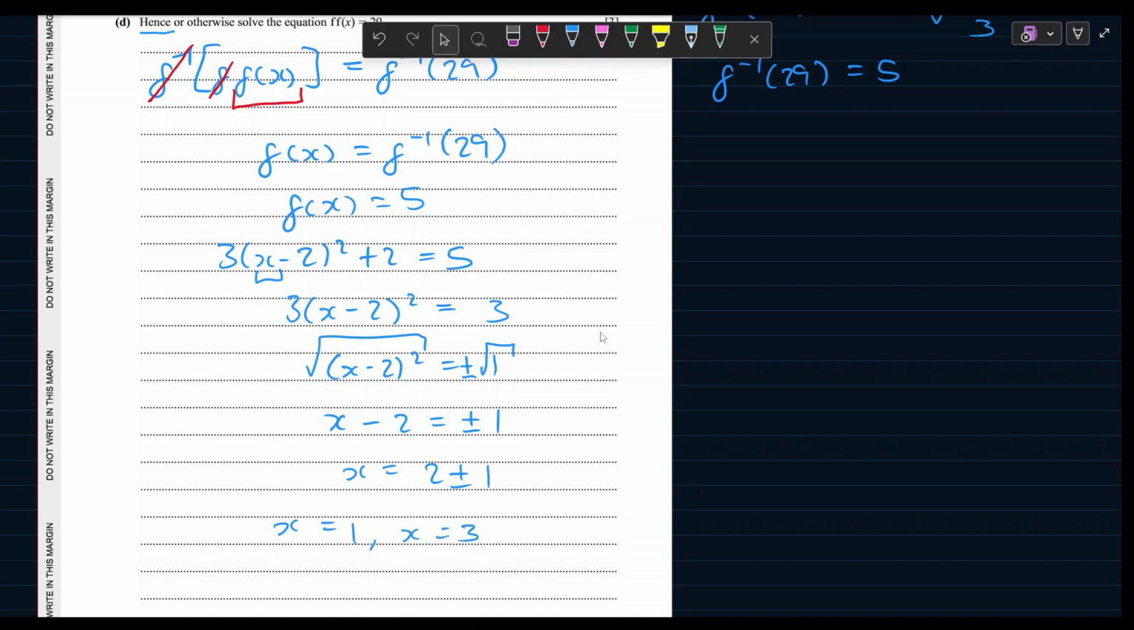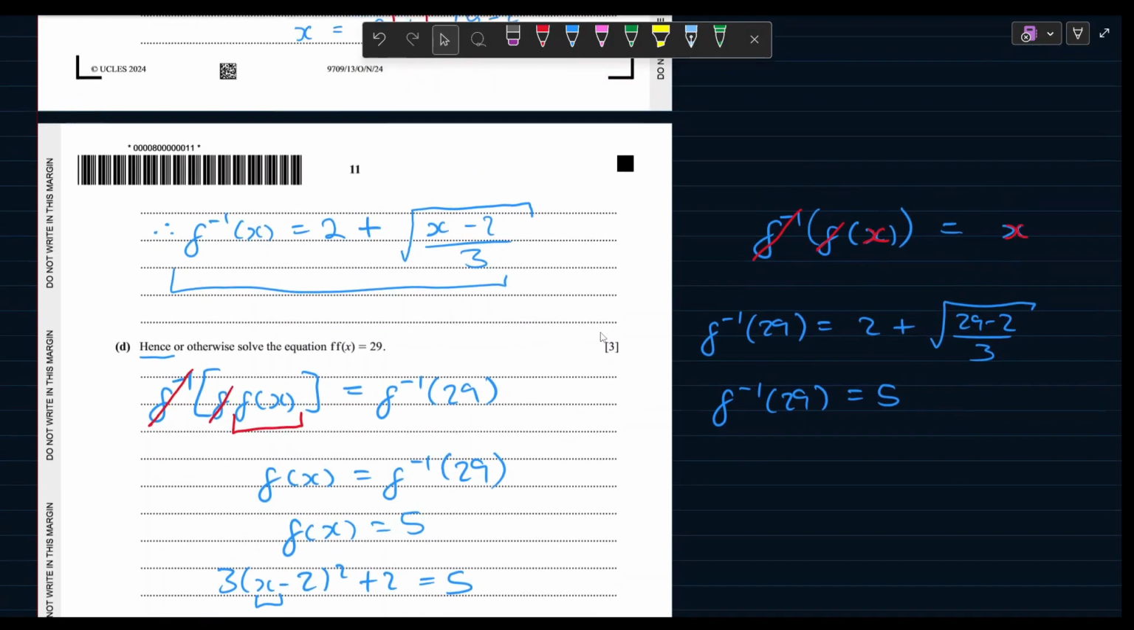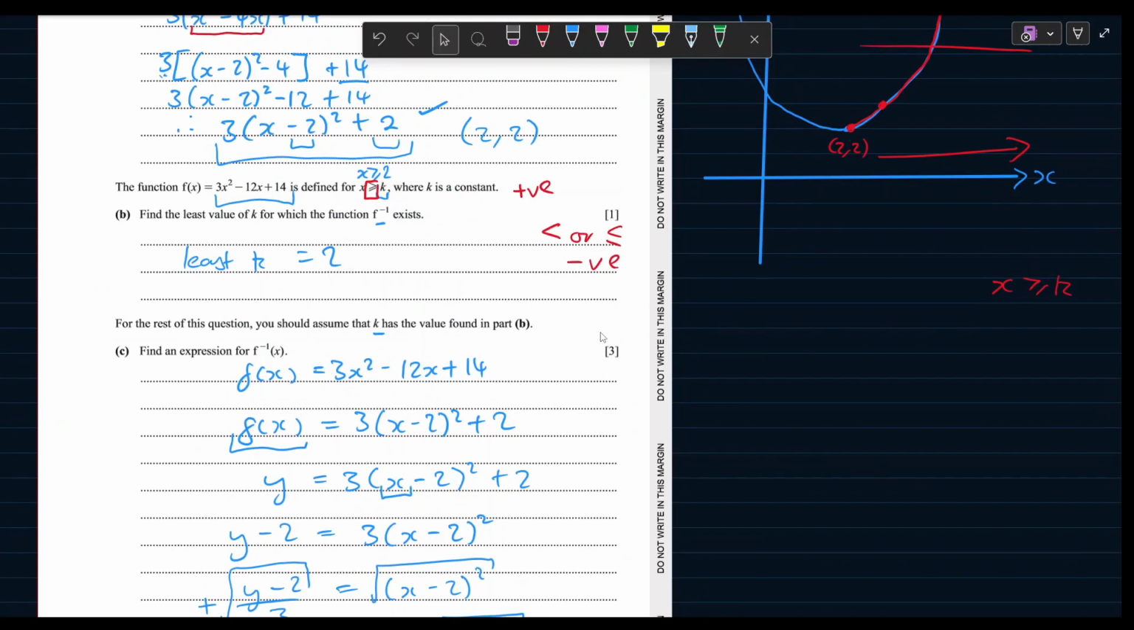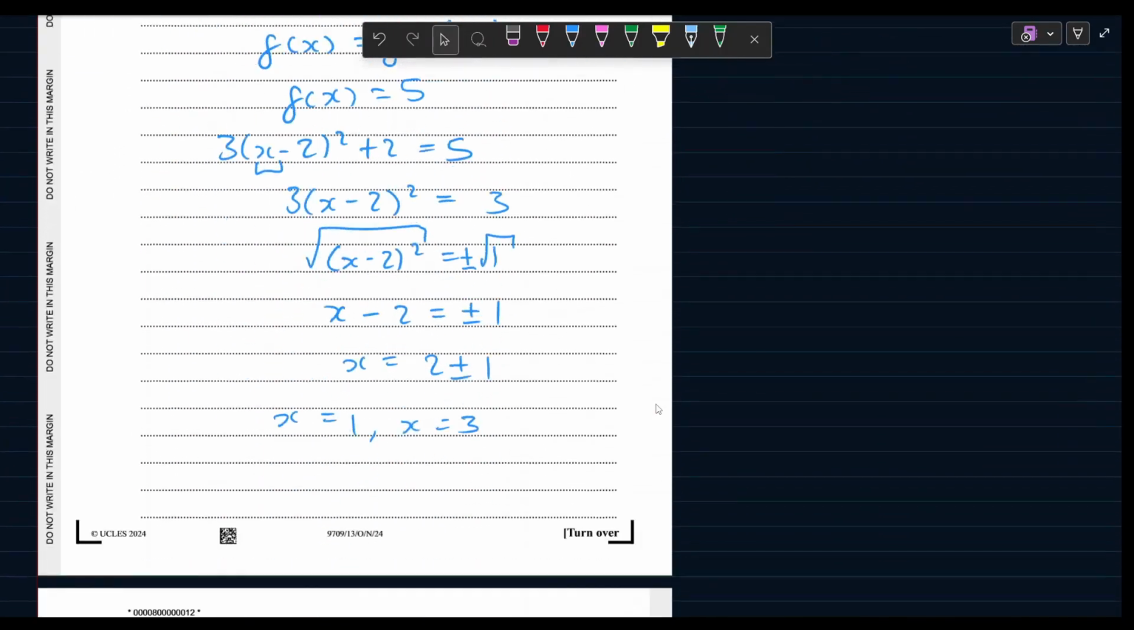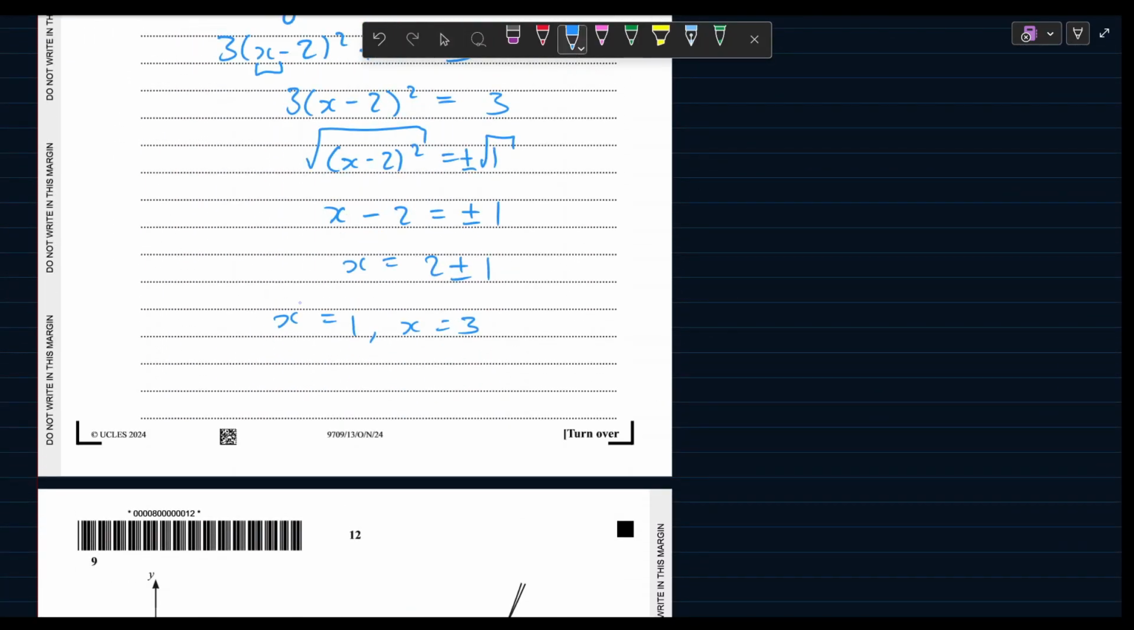And now let's check if both these values fit within our domain. Our domain is x is greater than or equal to 2. So which values fit within that domain? The only value that fits here will be x is 3, because x is 1 is less than 2. So we can conclude that therefore x is equal to 3, and that's our final answer.